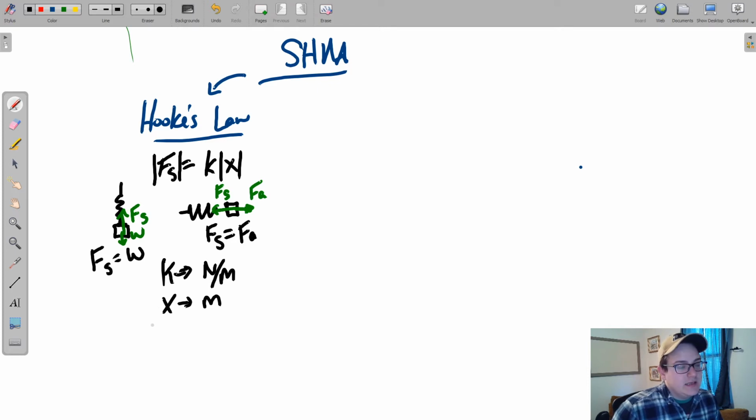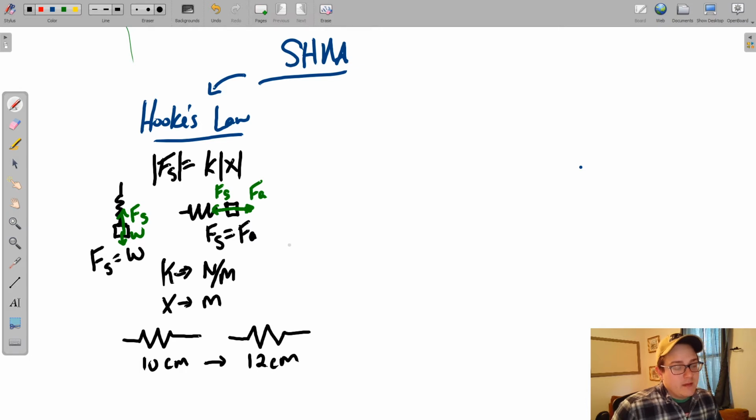The one thing I see people get stumped on a lot is that x is your stretch distance, not your final distance. If we have a spring that unstretched is 10 centimeters, but then I pull it with a force and now it goes to 12 centimeters, a lot of people get tripped up and just put 12 in here as their final distance. No, your change in displacement, or total stretch distance, is actually just 2 centimeters. All right, so that's it for Hooke's Law.